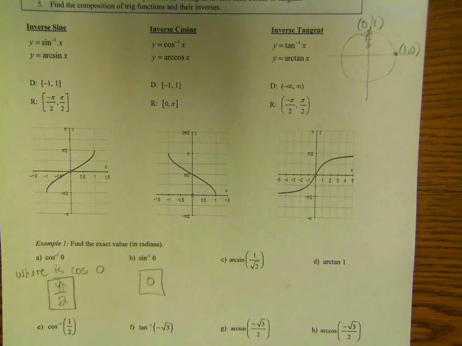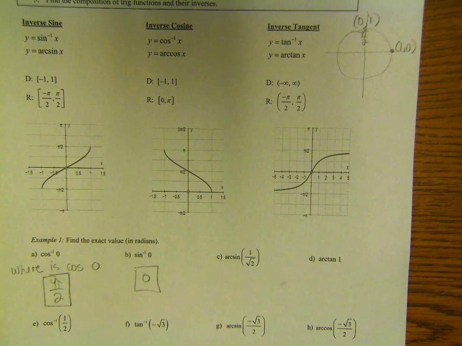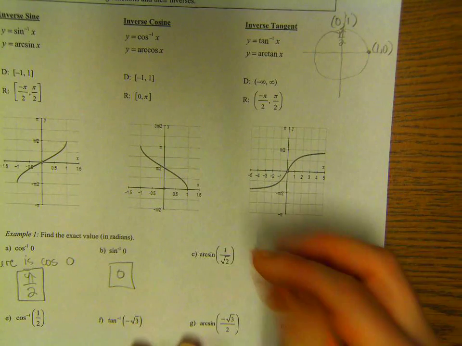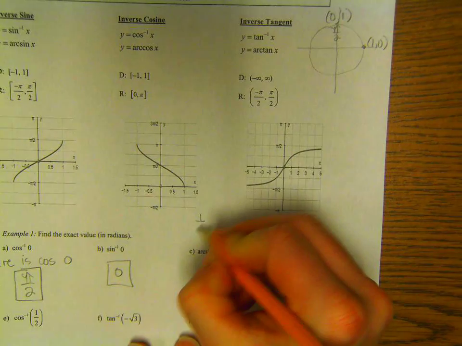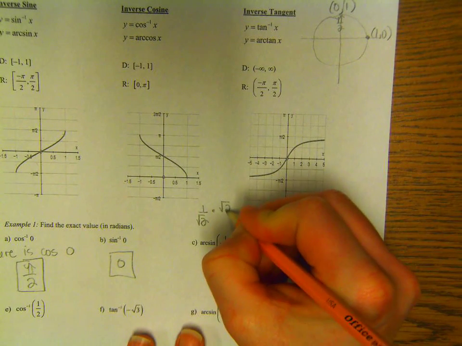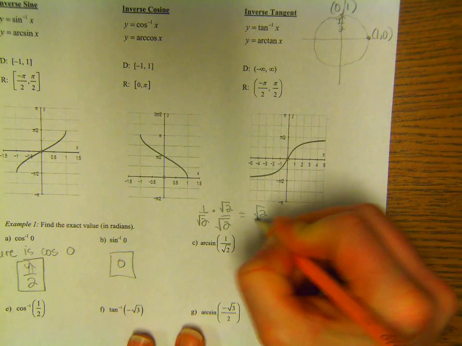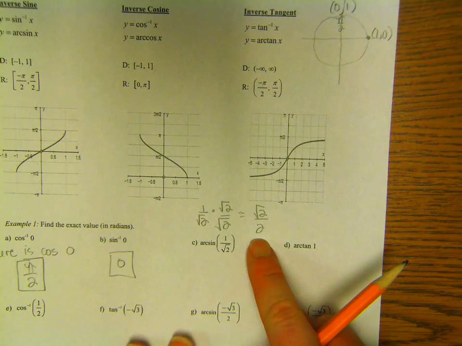Arc sine of 1 over root 2. And you might be thinking, well, that's not on the unit circle. No, it's not. But let's rationalize that. Can we multiply the top and bottom by root 2 over root 2? And we get this. Is this a value on the unit circle? Yes.